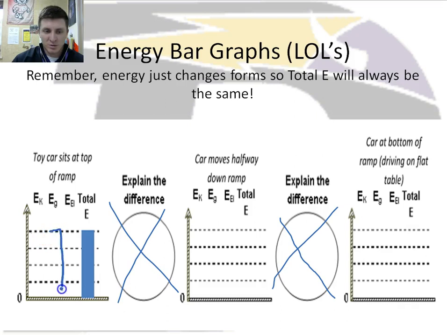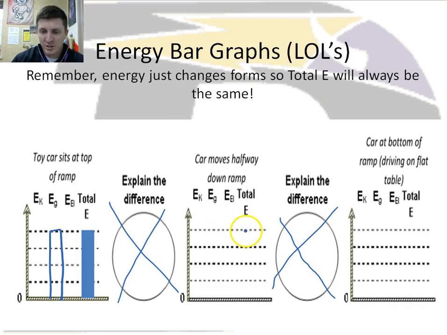So we can draw this graph here, and we signify the different types of energy. If we look, this is all gravitational potential. There's no elastic, there's no kinetic. Now the car moves halfway down. Assuming that the car moves halfway down the ramp, we know that it's going to be moving.